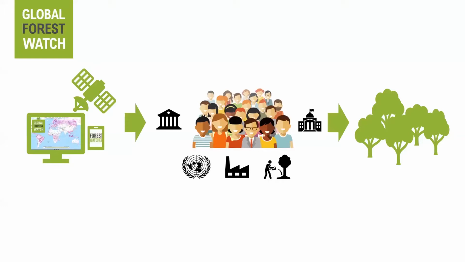So our theory of change is that by translating satellite imagery and combining it with local contextual data, government officials, civil society organizations, communities, and the private sector can use this information to enact policies for sustainable forest management, be held accountable to global commitments, improve supply chains, and empower forest defenders, ultimately leading to better outcomes for forests.